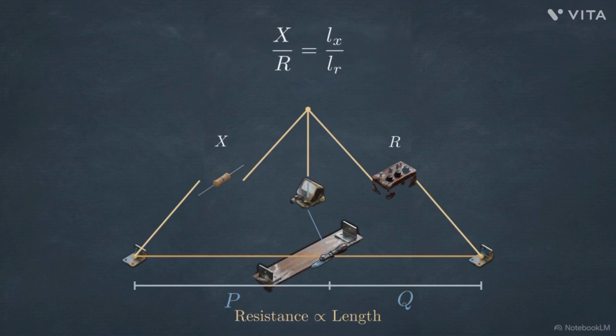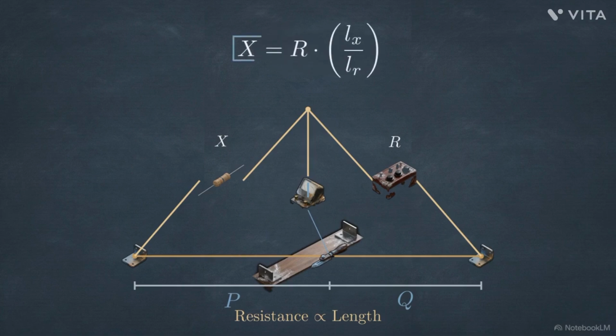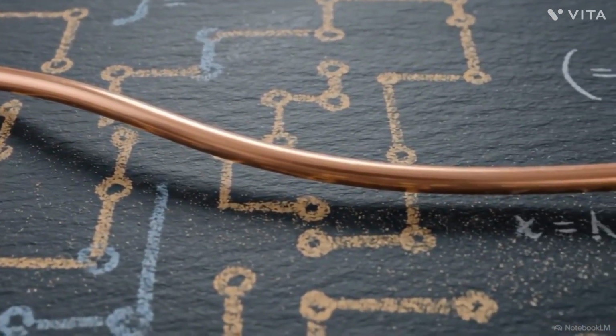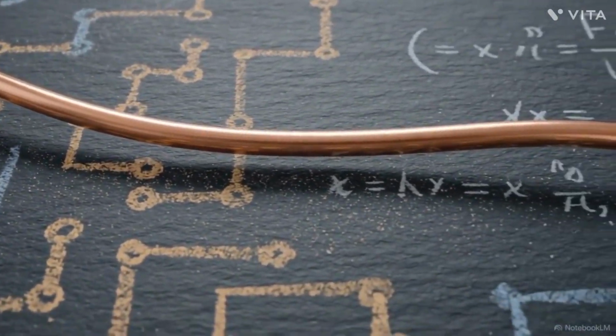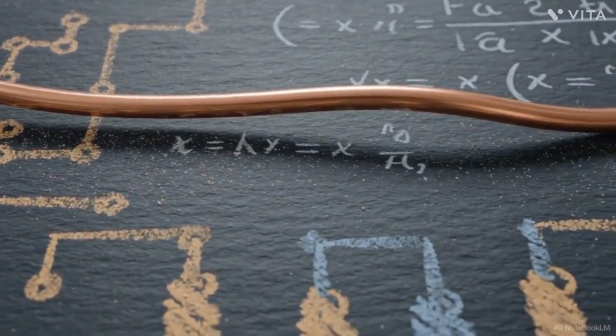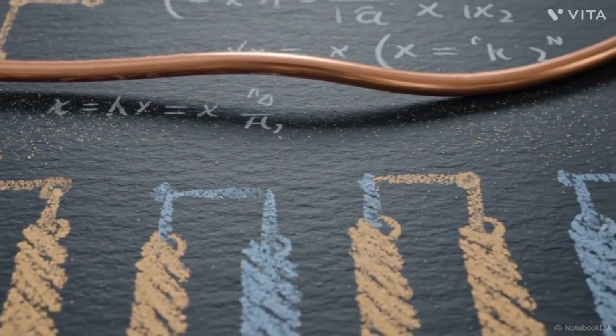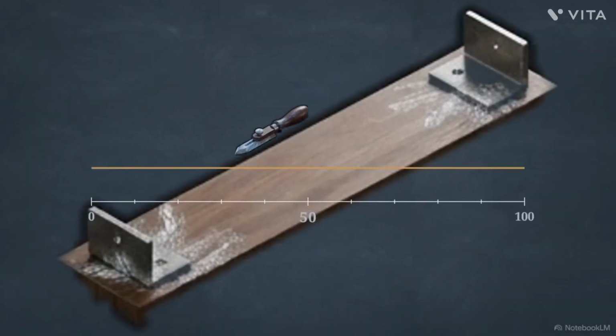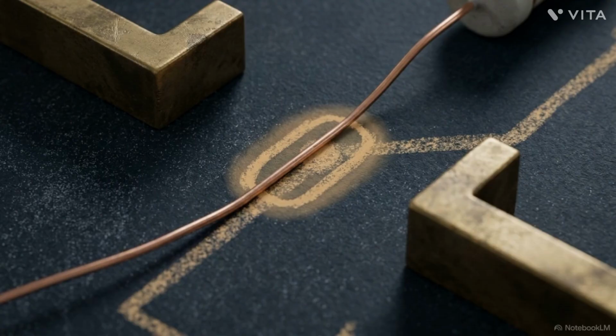This gives a workable equation. X over R equals L minus X over L minus R. Knowing the lengths and one resistance, the unknown X is calculated precisely. For this to be accurate, the wire must be perfectly uniform, so the resistance per unit length remains constant across its entire span. The value of R is chosen so the null point falls near the center of the wire, which minimizes errors caused by the contact resistance at the end strips.